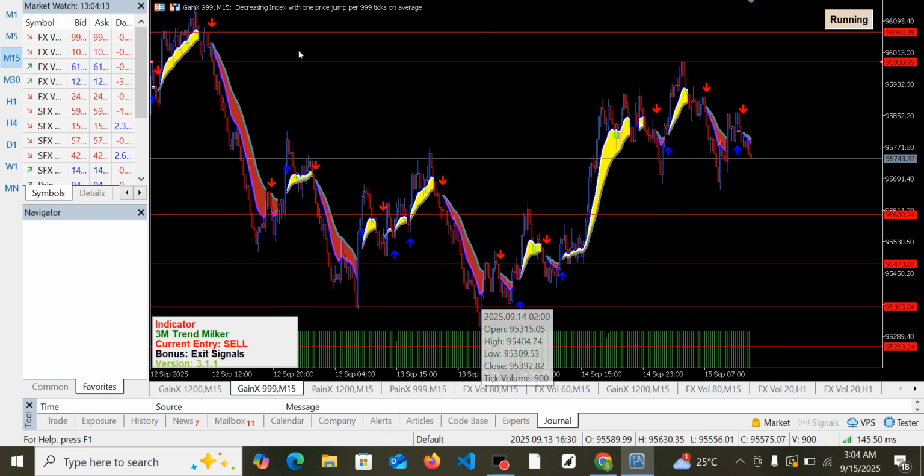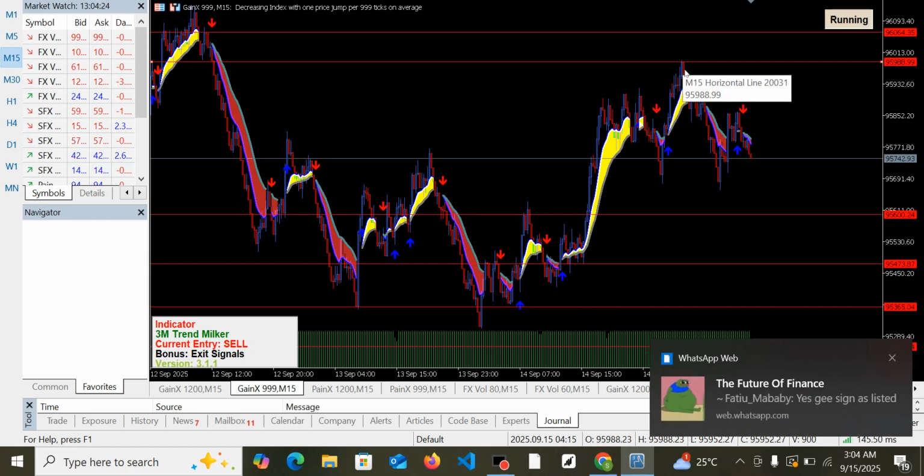Okay, so this is GainX 999. Let's check it out also. For GainX 999, it started an uptrend right from this support zone, and it bought till it got to this resistance zone. It was unable to go further, so it's having a pullback right now.